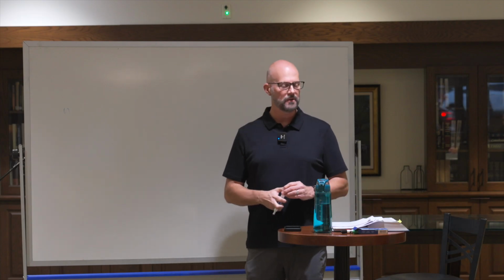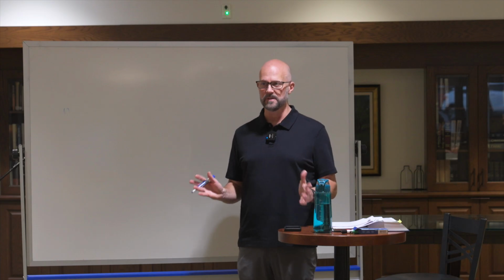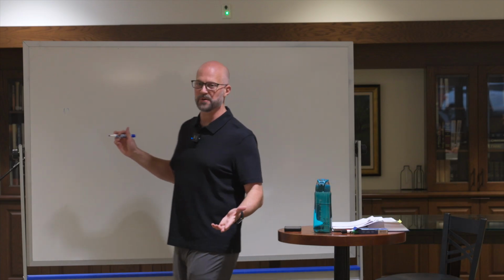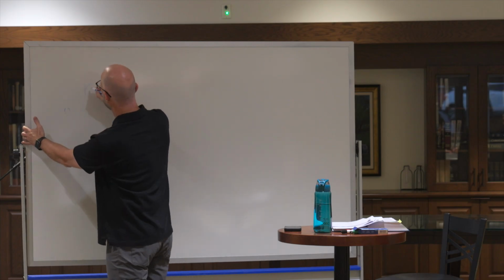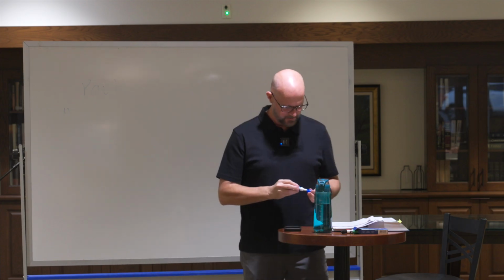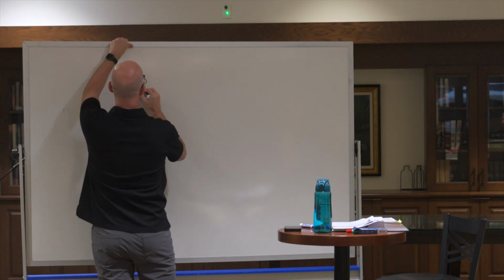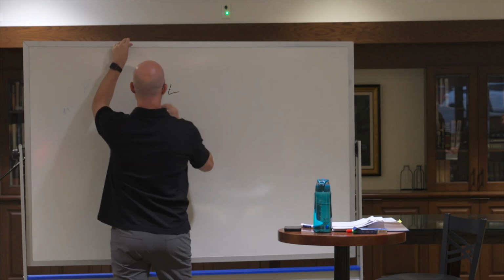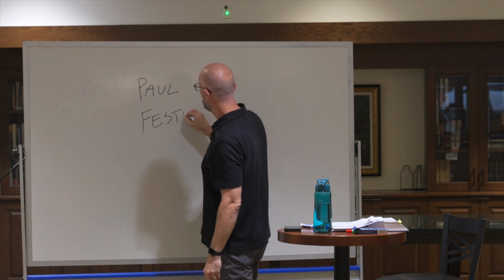So what I'm going to do as we go through this, if I remember, and y'all yell out, is make a list of the characters we encounter in these two chapters. So the first character is Paul. We know we're going to hear from Paul. And we just talked about another character, Festus. So we have Paul, and then we're going to pick up with Festus, right?